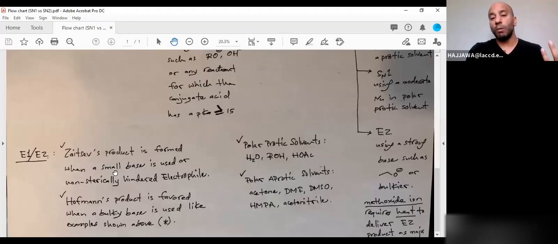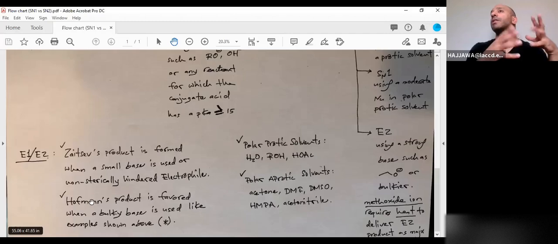I have to have a small base to give me the Zaitsev product. Now the Hofmann product will always be favored when I use a bulky base, and the bulky bases listed in the flow chart are the ones that you are responsible for. The tert-butoxide, the diisopropylamine, the trimethylamine, the triethylamine, and the 2,6-dimethylpyridine. These are the examples that you have to be responsible for.